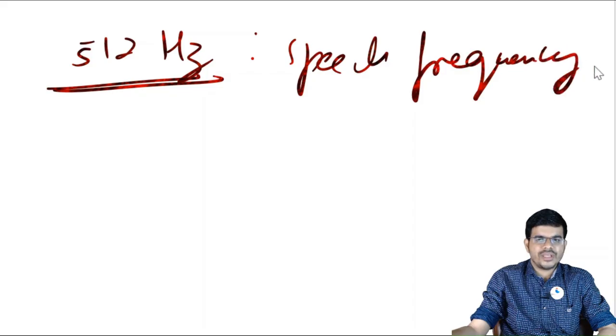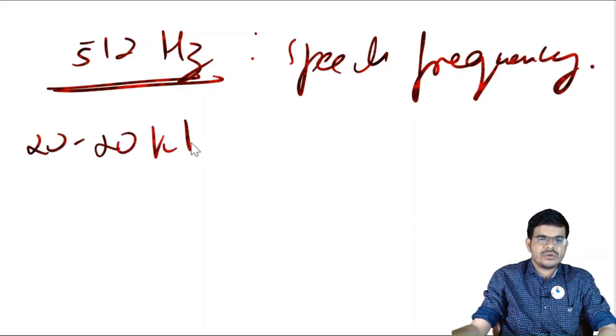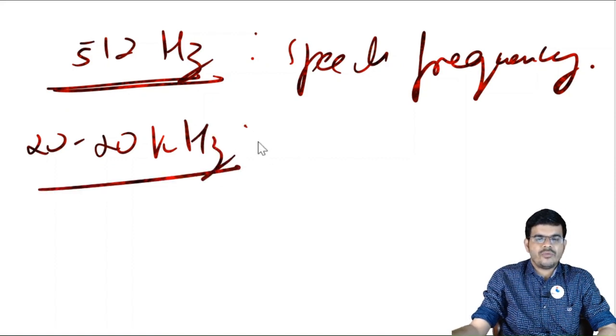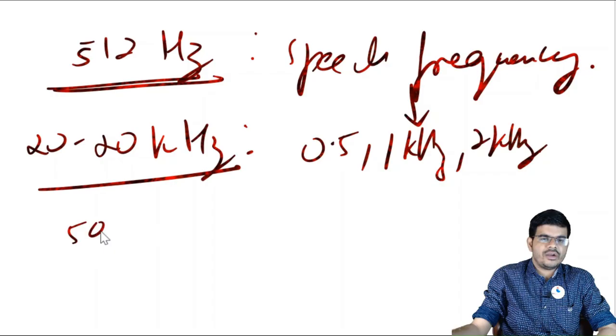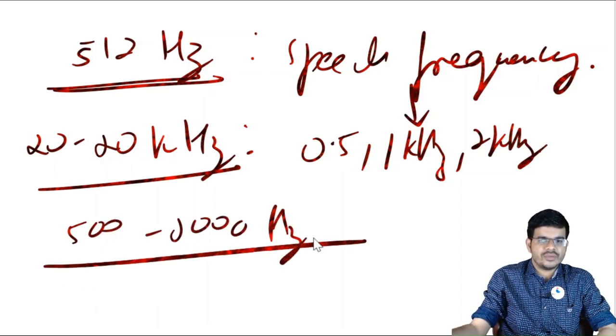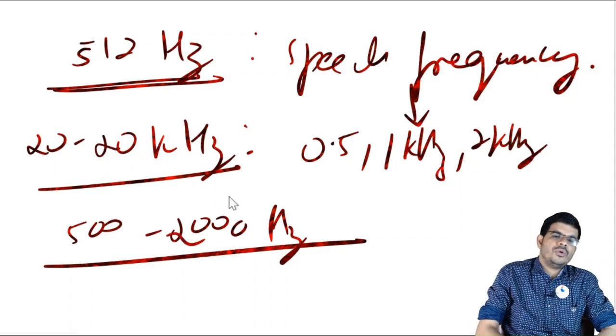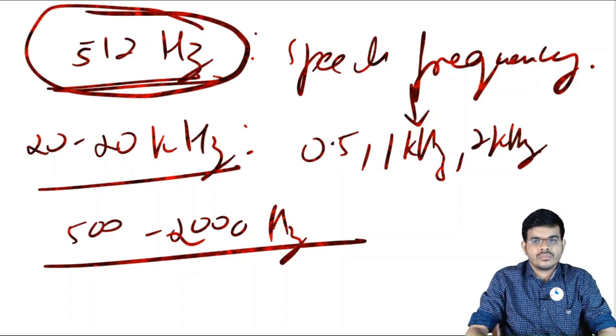Now what are the speech frequencies? You know that 20 Hz to 20 kHz we can hear, right? But what is the speech frequency? Speech frequencies are 0.5 kHz, 1 kHz and 2 kHz. Up to 2 kHz you can hear, that is 500 to 2000 Hz is the speech frequency. Okay, so in the speech frequency lies the 512 Hz tuning fork.